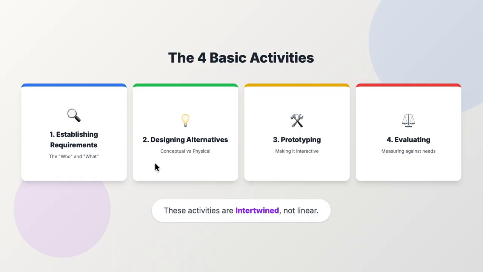Third, prototyping. This makes the idea tangible. It doesn't have to be code. It can be paper, wood, or a storyboard. It just needs to be interactive enough to test. Fourth, evaluating. This brings us back to reality. Does the prototype meet the needs we established in step one?